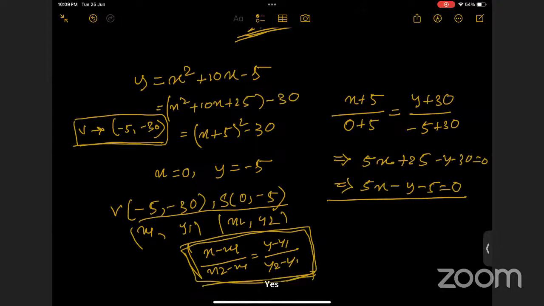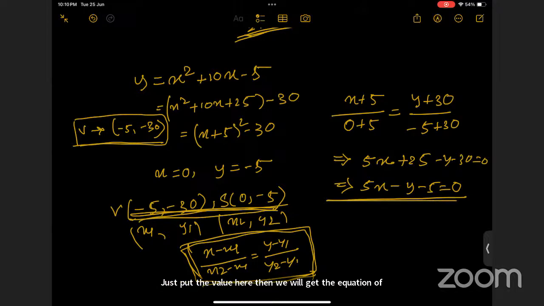So we have these 2 points B and S. This is our vertex and this is our y-intercept. Just put the value here, then we will get the equation of the line. And from here we can find the slope. So the slope will be probably minus b by a, right?